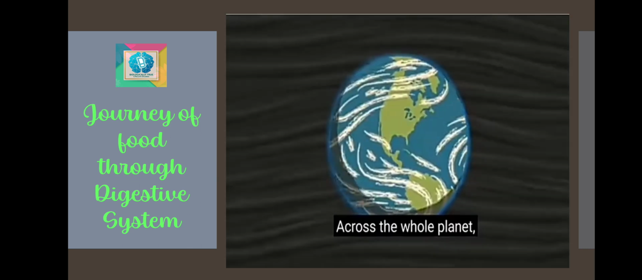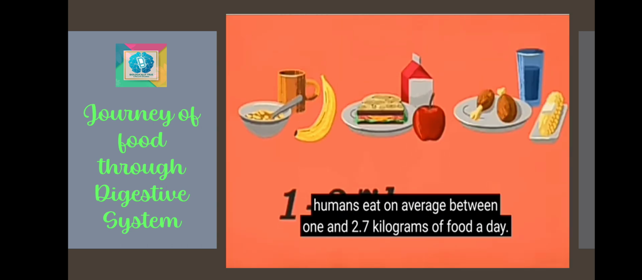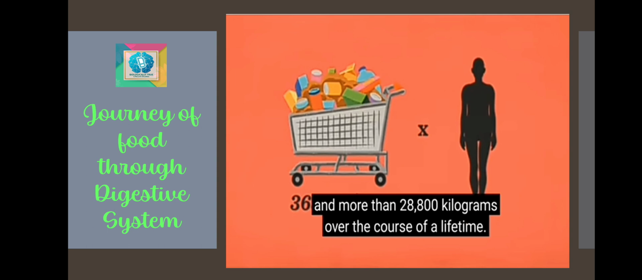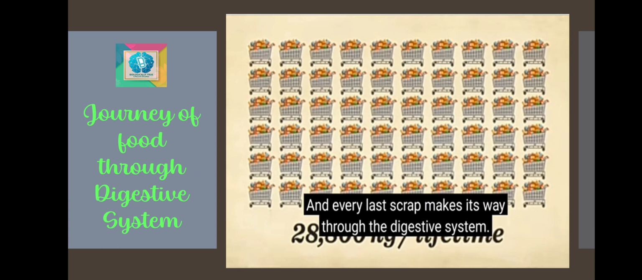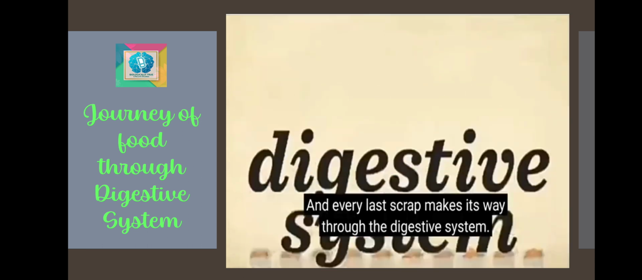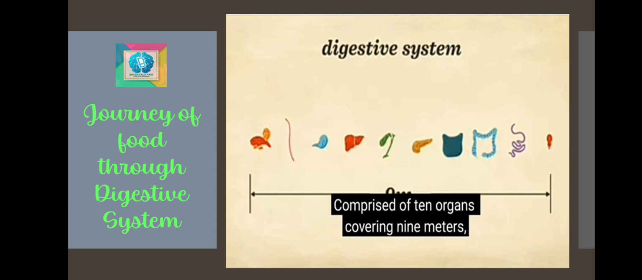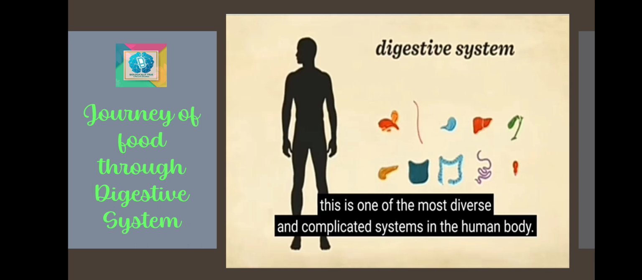Across the whole planet, humans eat an average of about 1 to 2.7 kg of food a day. That is over 365 kg a year per person and more than 28,800 kgs over the course of a lifetime. And every last crumb makes its way through the digestive system comprised of 10 organs, around 9 meters long, containing over 20 specialized cell types. This is one of the most diverse and complicated systems in the human body.